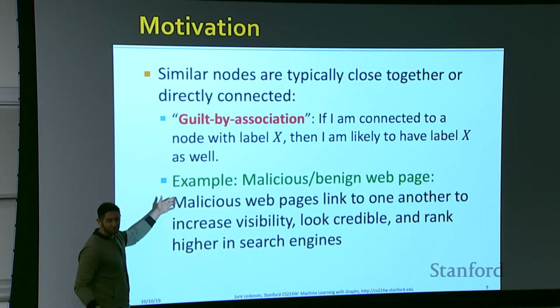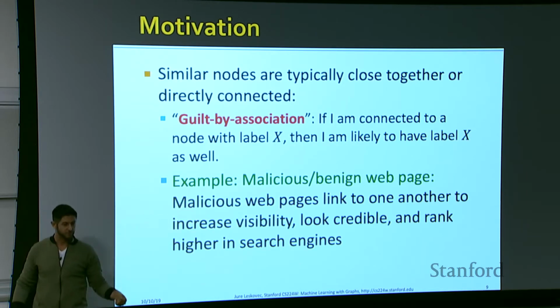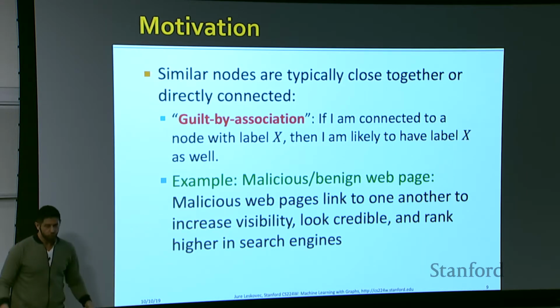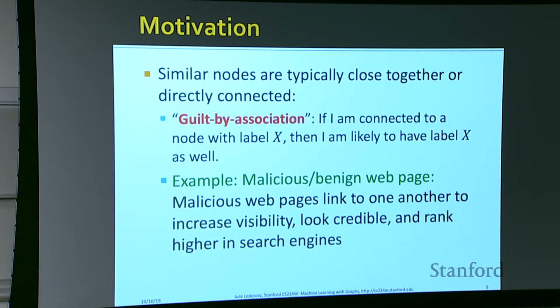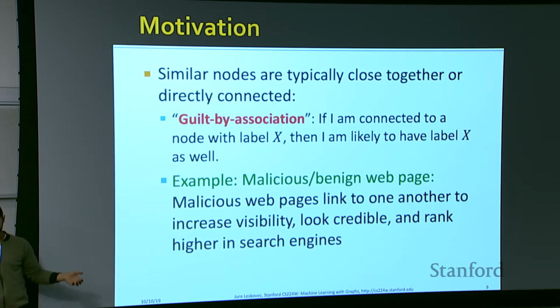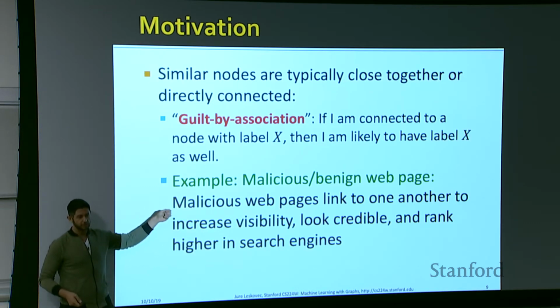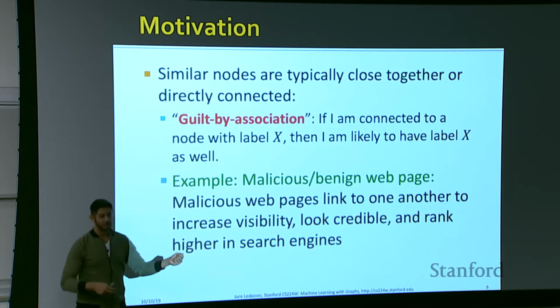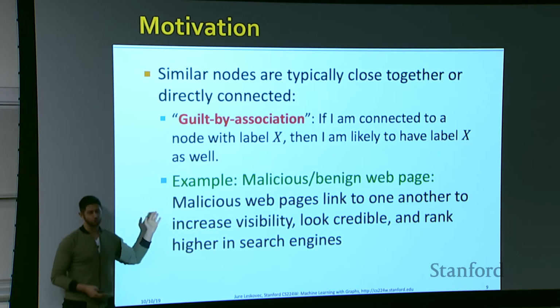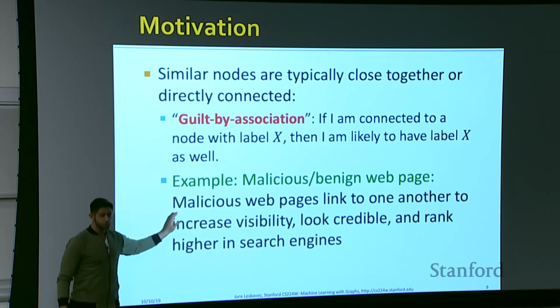Now, other examples that are going to be more useful throughout the lecture. For instance, malicious or benign web pages. This is a very common problem. Usually, malicious pages tend to link each other, okay? Just to increase their own visibility, look credible, and also in the hope of ranking higher in search engines, okay? And rarely will these malicious web pages be linked by very trustworthy websites, okay? So we all hope that the New York Times is not going to be pointing to a lot of websites containing fake news, for example, okay? So this is the intuition.